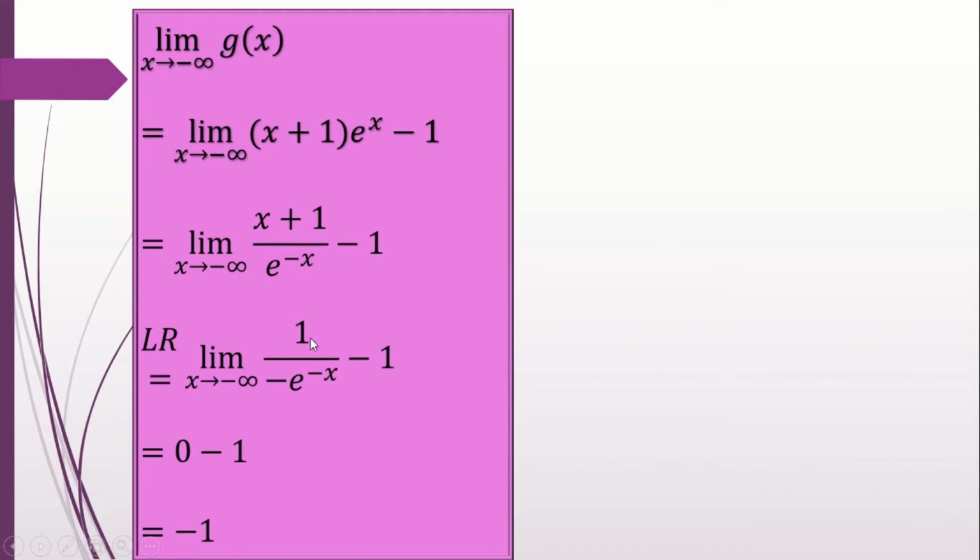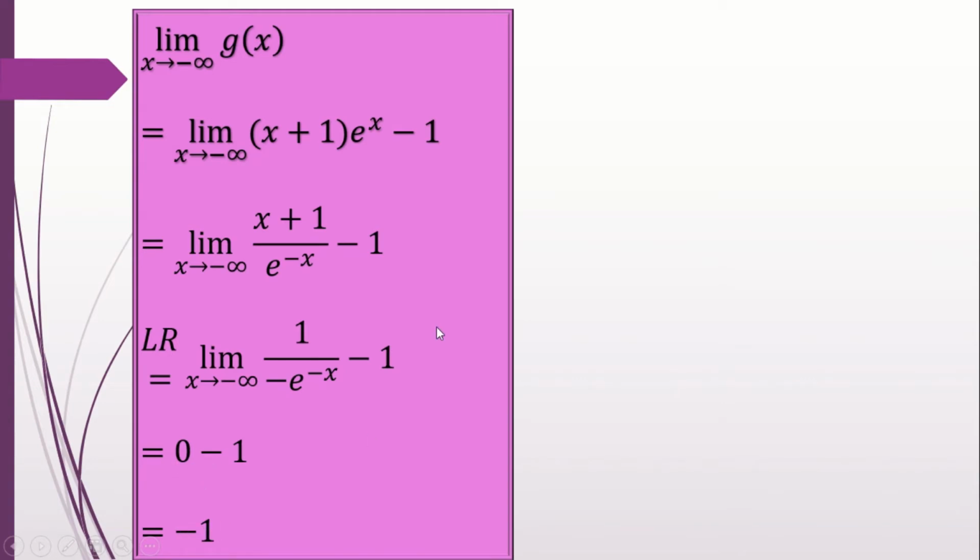Well, what's the limit of 1 over minus exponential minus x? As x tends to minus infinity, minus x will tend to plus infinity. Then the limit of exponential minus x will be plus infinity. But since we have here minus times plus, minus, 1 over minus infinity gives us 0. Minus 1, sure we copy it, so it's 0 minus 1 equals minus 1.